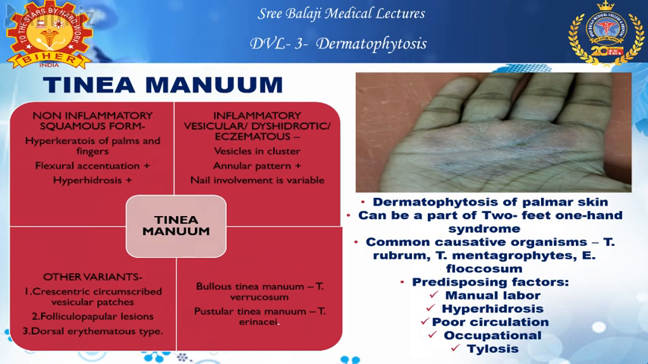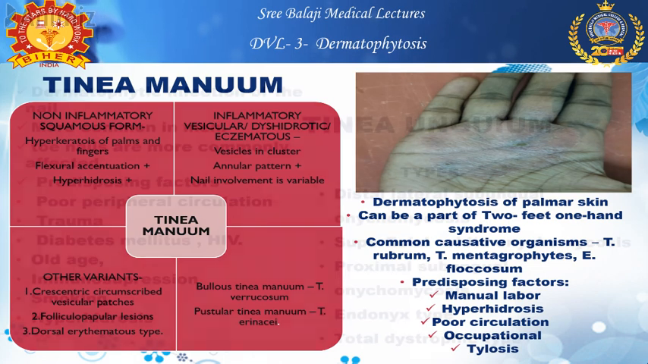So this is a clinical picture of tinea manuum. Here you can see the hyperkeratotic, well-defined scaly plaque which is involving the palms. And you can also appreciate that the lesion is extending even up to the interdigital web spaces.